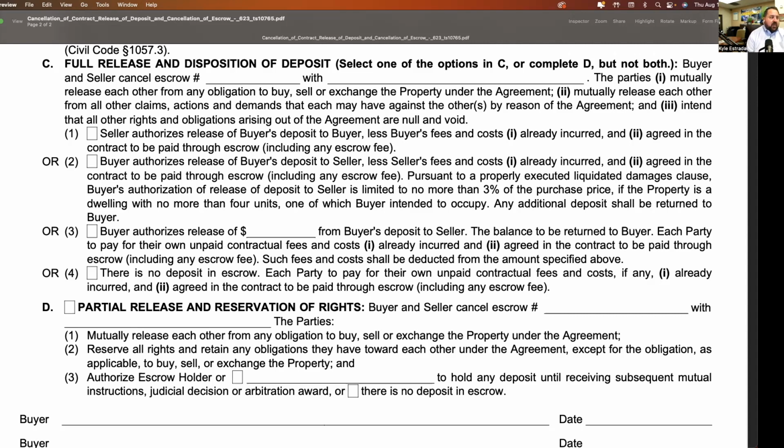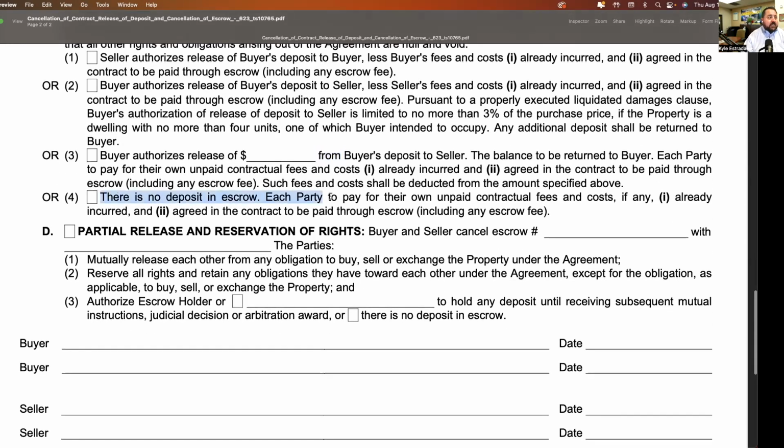Now, if there's a certain amount of the deposit, like, hey, you guys can have everything but $1,000, then that's what happens here. You're going to release $1,000 to me, or 3,000 of the 5,000, whatever it is. If there isn't a deposit yet, you check that box.